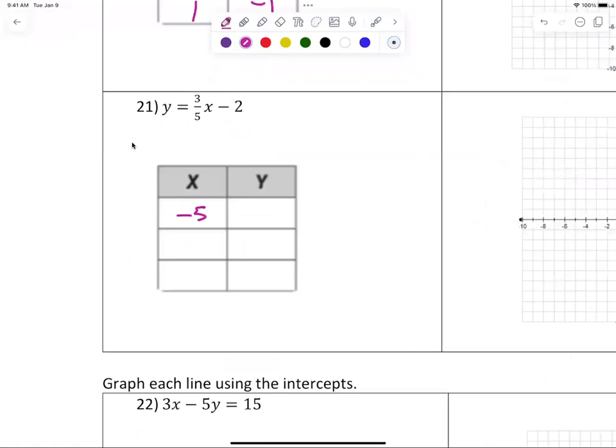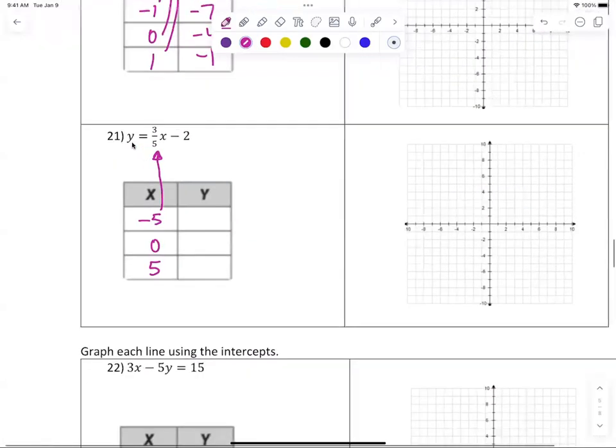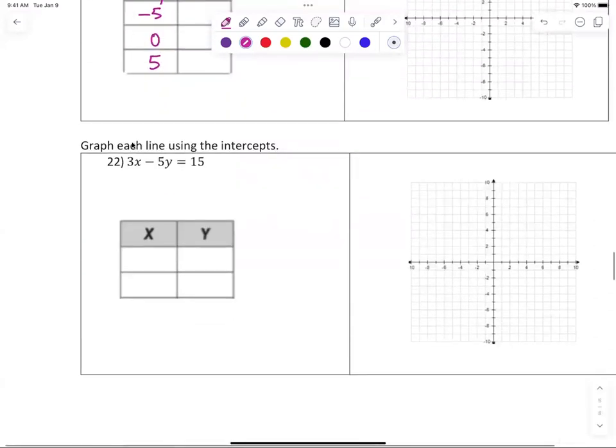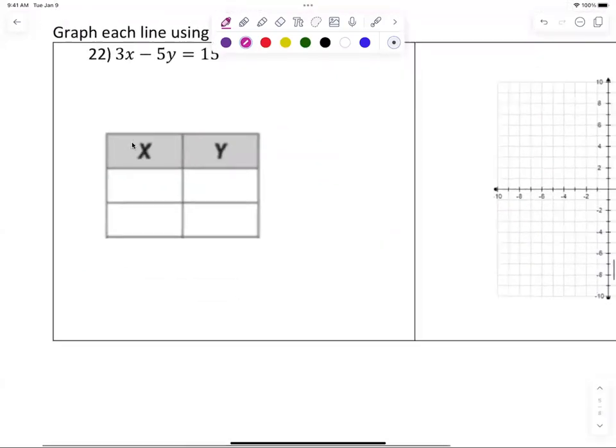-5. What else? Very nice. She put in those numbers because the denominator is 5. So you're going to pick multiples of 5, and that way everything will cancel out. Is everybody with me on this? Now you can plug those numbers in and see what the results are, and then you graph that. Is everybody with me on that?